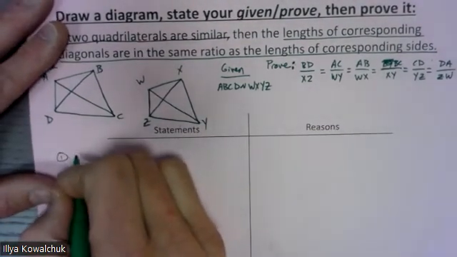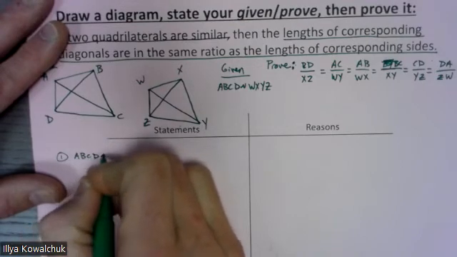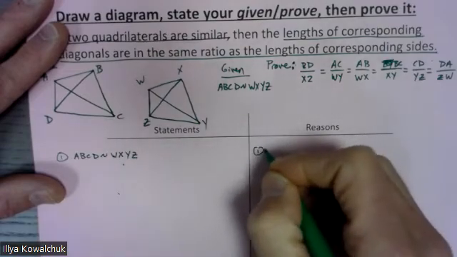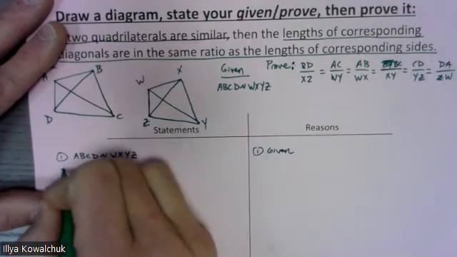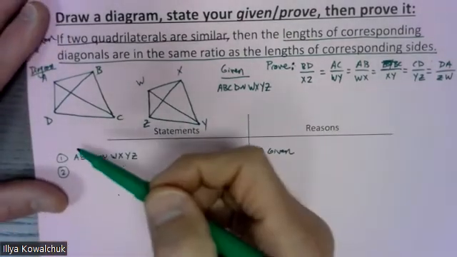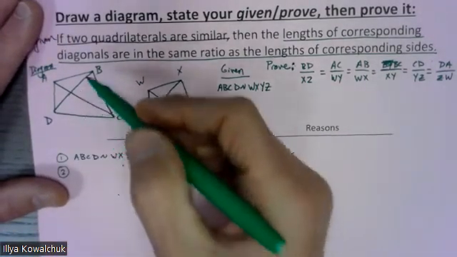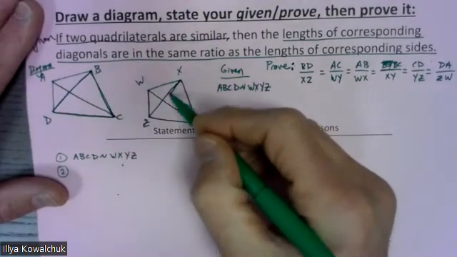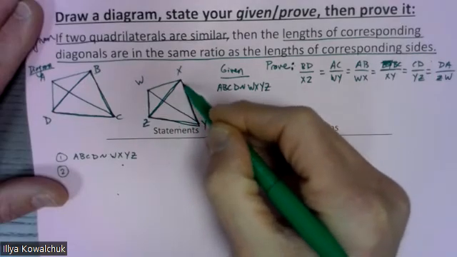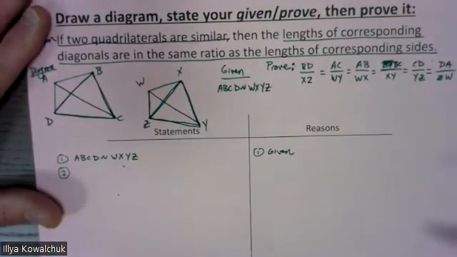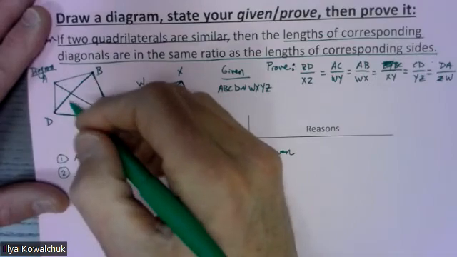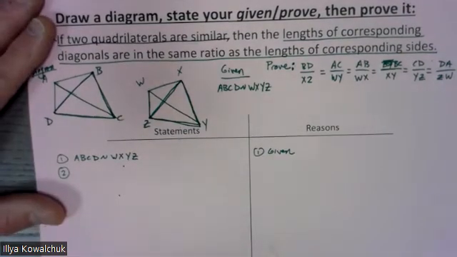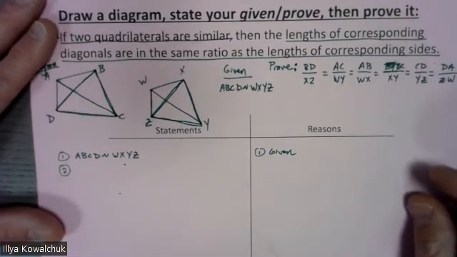1. ABCD is similar to WXYZ. That's my given. All right, now for 2. What I'm going to do here is I'm going to try to prove that these triangles are similar to each other. And just like those, I'm going to also try to prove the other triangles are similar to each other. And that's going to be pretty easy because I can use side angle side similarity with the triangles.